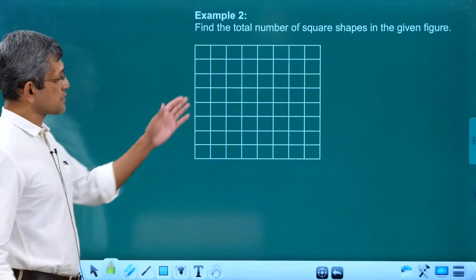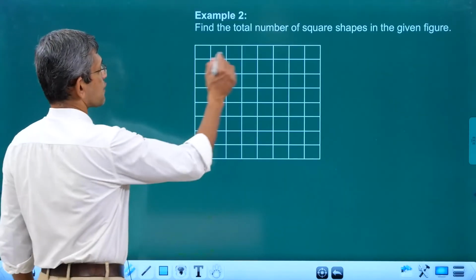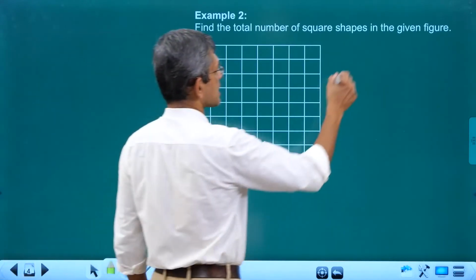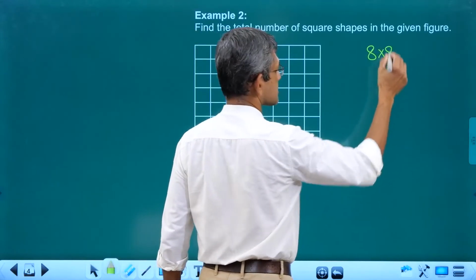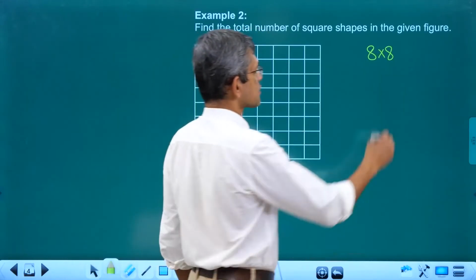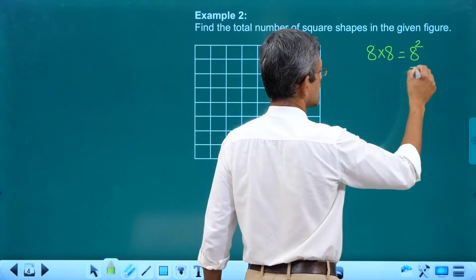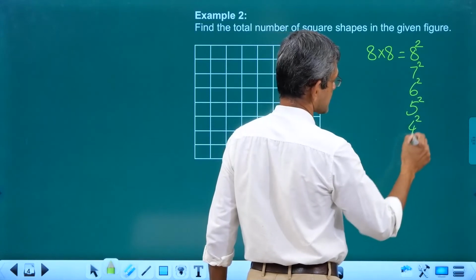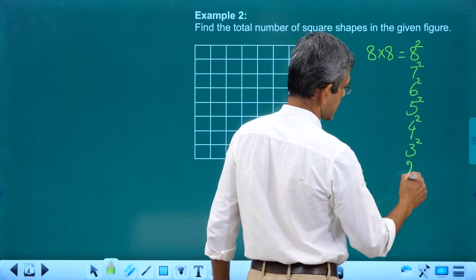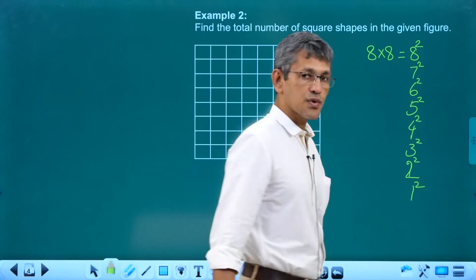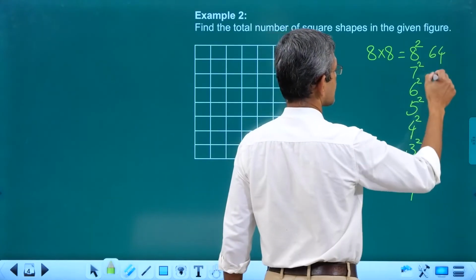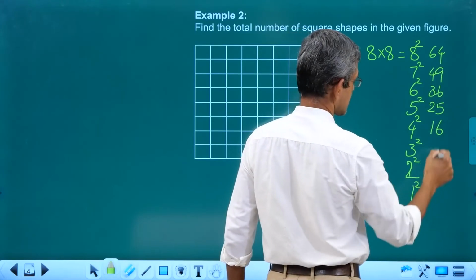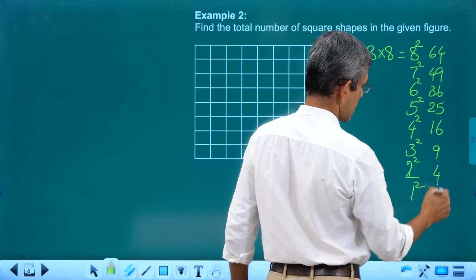Next question right here in front of us. How many pieces we have? 8 and 8. So it's 8 by 8 square. If it is an 8 by 8 square, don't go for counting. What we do? 8 by 8 square means it would be 8 square plus 7 square plus 6 square, then 5 square, 4 square, 3 square, 2 square and 1 square. So what is the answer? 64, 49, 36, 25, 16 and 9, 4, 1.